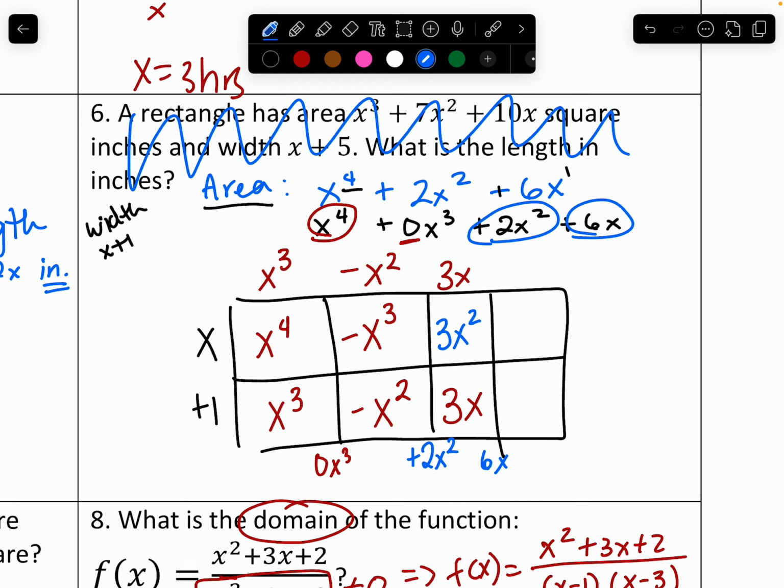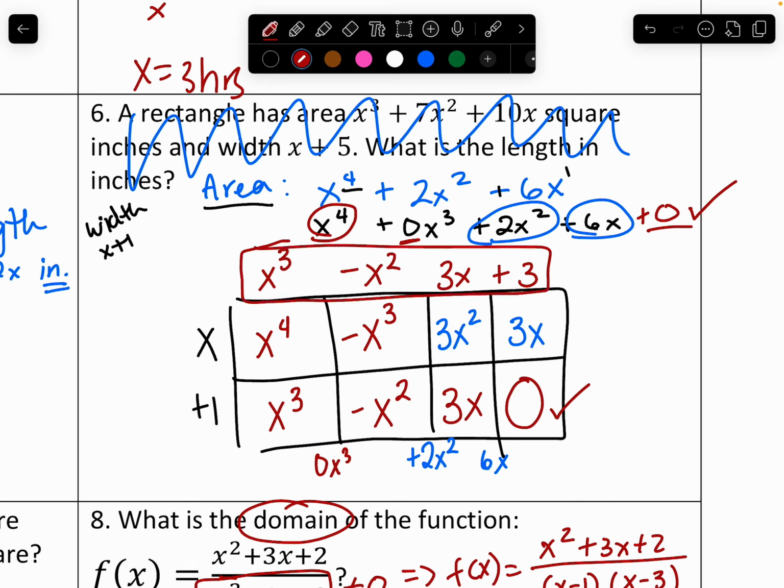6x. 3 plus 3, right? So this would be 3x. And so therefore, this would just be plus 3. And our remainder is 0 plus 0. And so it checks out. So now our length is actually x cubed minus x squared plus 3x plus 3 inches. So the length is this. Okay, so that's one problem.